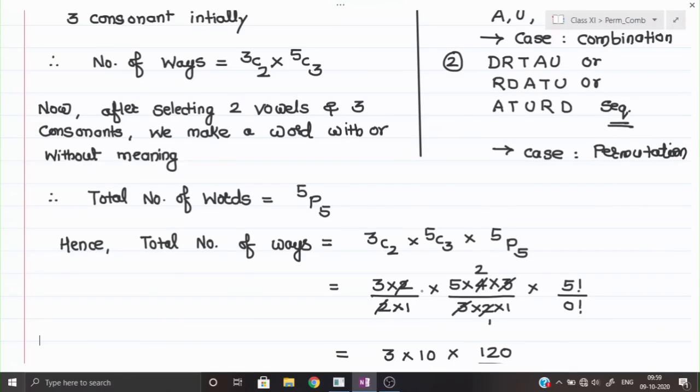Suppose I have selected A and U, and from the consonants I have selected D, R and T. So it is giving the total number of words that will be formed from these 5 letters only.